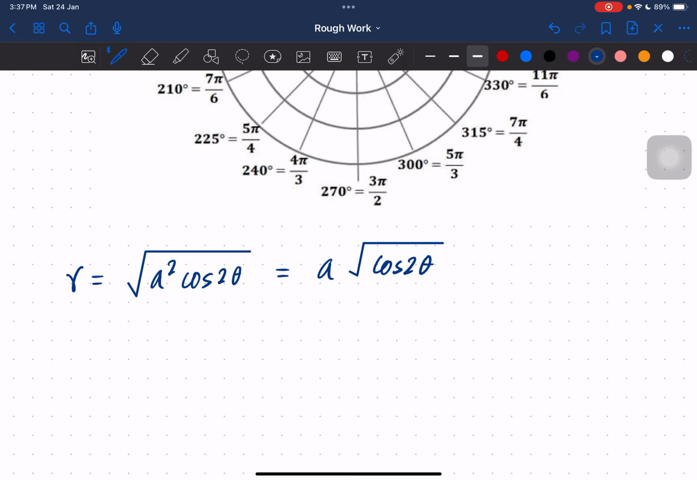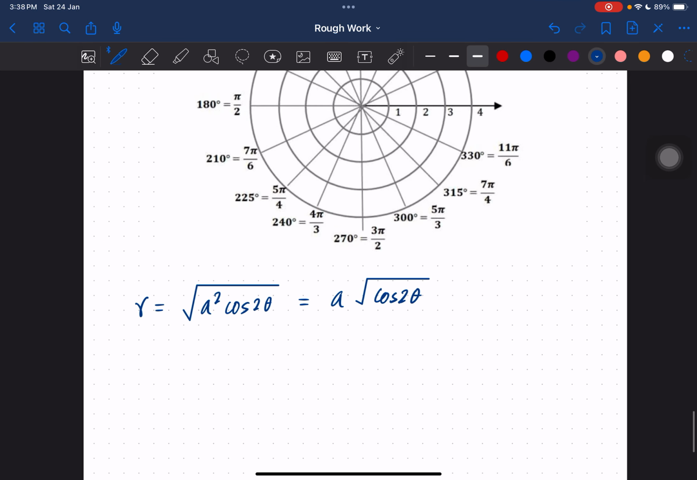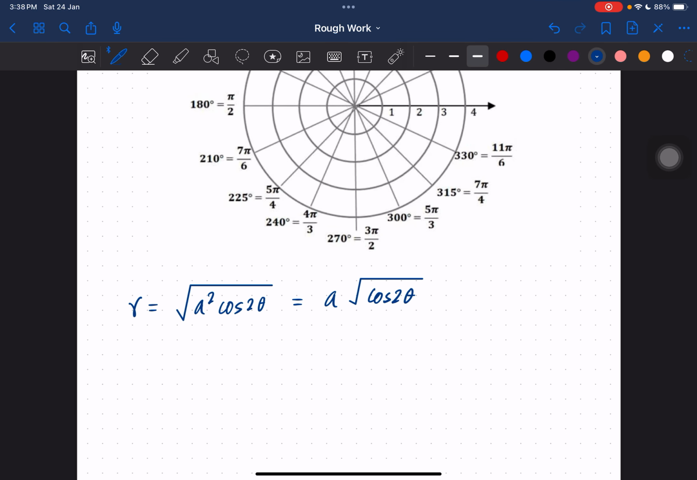But the thing is, we know that cos 2 theta is negative for some values and positive for some values, so you have to be careful. For those theta values where it is negative, the r value does not exist. In that region, we will not get any coordinates or points to plot. So we'll make a chart for various values of theta. You have to find the corresponding values of r and then plot those coordinates to get an idea how the curve or the graph will look.